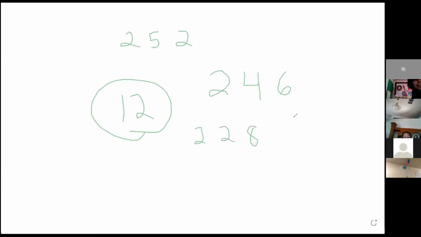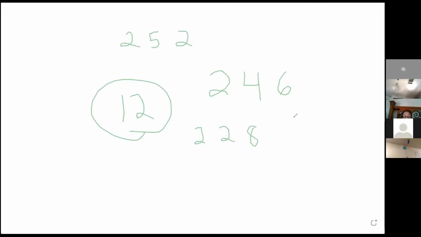I think that has 2 different ways to get to 12, does it? 8 plus 2 plus 2. Okay. 8 plus 2 is 10, plus 2. And then 4 plus 8. Yeah, so you could either add or multiply these.